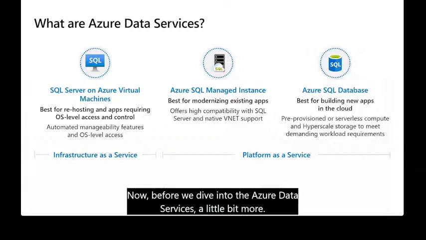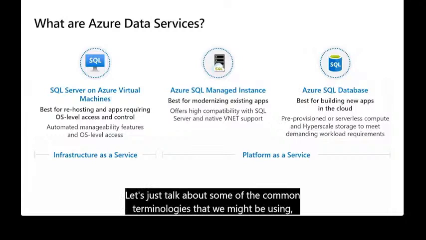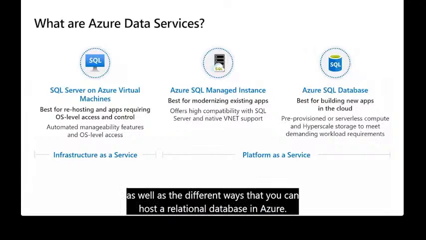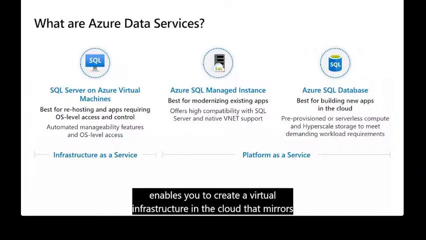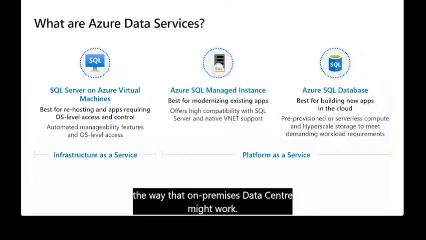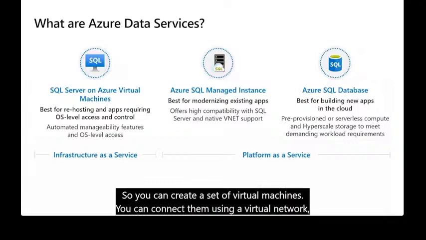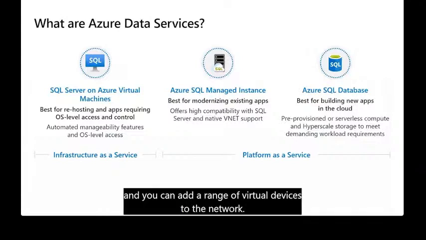Now, before we dive into the Azure data services a little bit more, let's just talk about some of the common terminologies that we might be using, as well as the different ways that you can host a relational database in Azure. So infrastructure as a service, or IaaS, generally describes services where Azure enables you to create a virtual infrastructure in the cloud that mirrors the way that an on-premises data center might work. So you can create a set of virtual machines, you can connect them together using a virtual network, and you can add a range of virtual devices to the network.